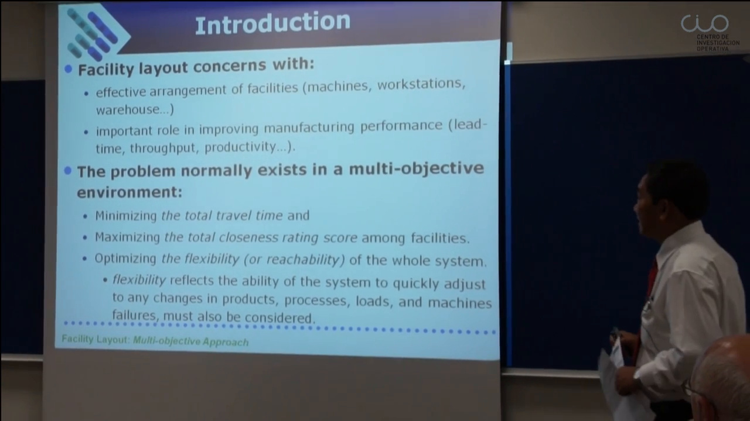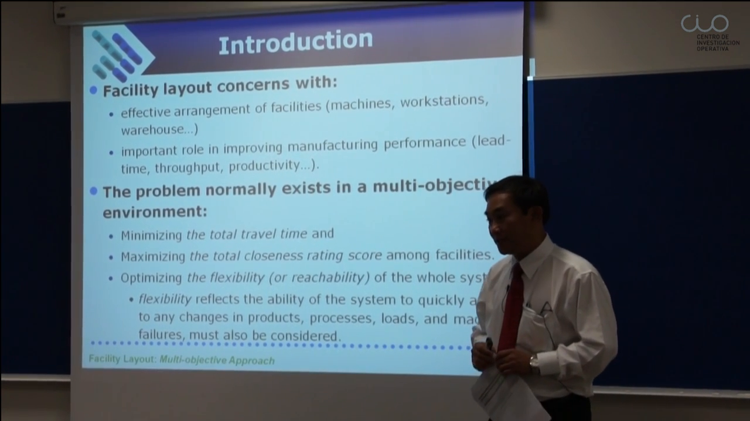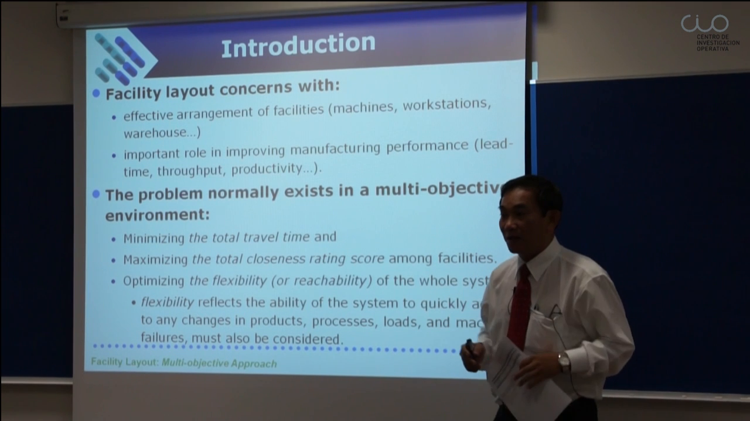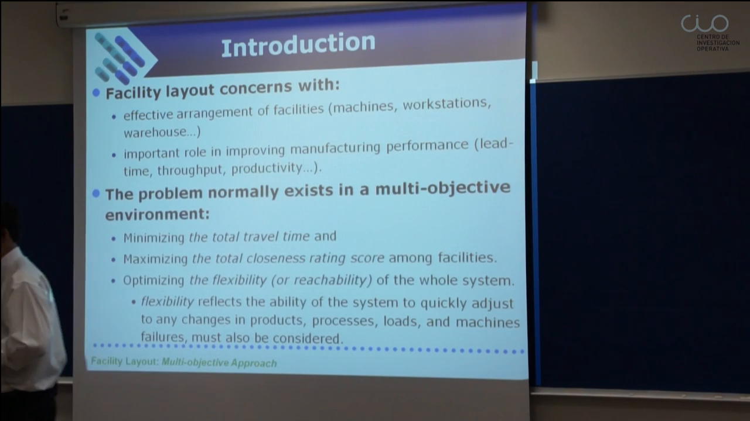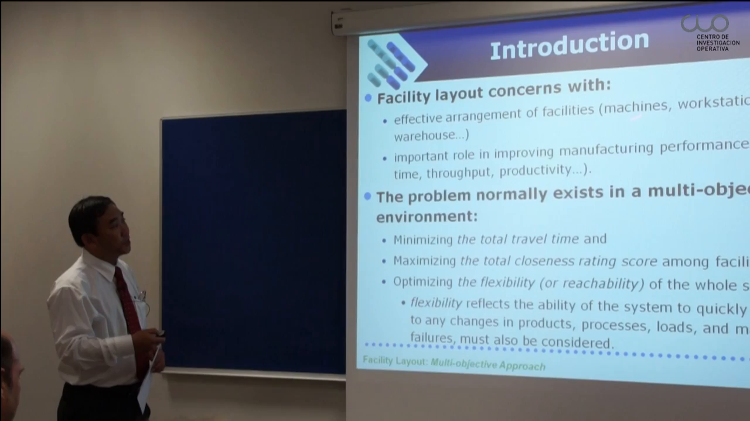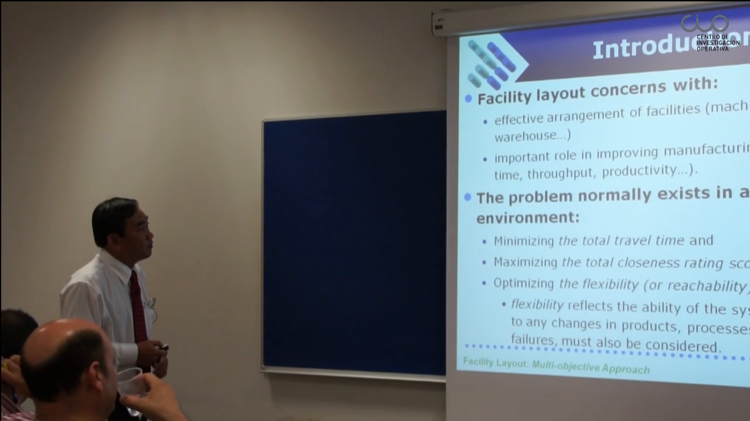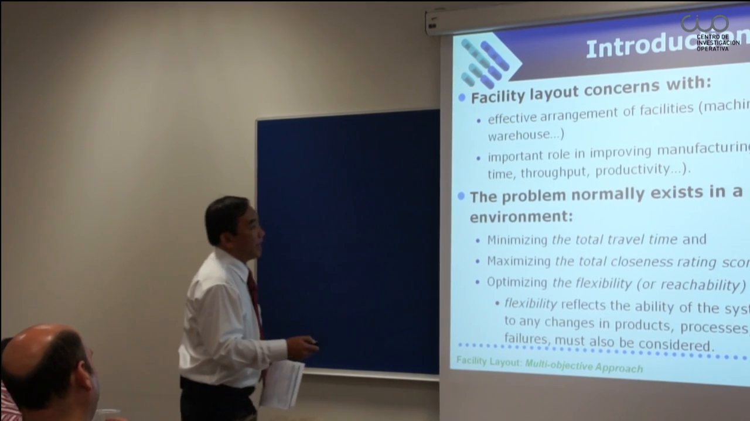Firstly, a facility layout is a kind of very common problem in production and services. In that sense, we arrange the facilities so that we maximize the utilization and minimize the congestion, if any, in any given layout. So if we have a good arrangement of facilities, including machines or workstations, or people, or computers, and so on, together, then we can improve the performance of the system. In terms of we can reduce the lead time.